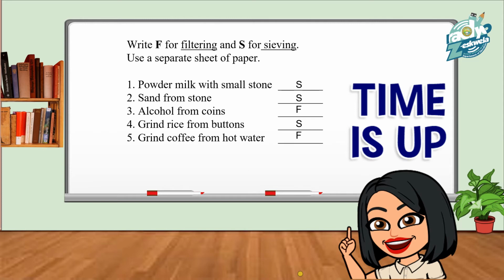For number 1, powdered milk with stone, S. Number 2, sand from stone, S. Number 3, alcohol from coins, F. Number 4, ground rice from buttons, S. Number 5, ground coffee from hot water, F. Did you get it right? Very good.